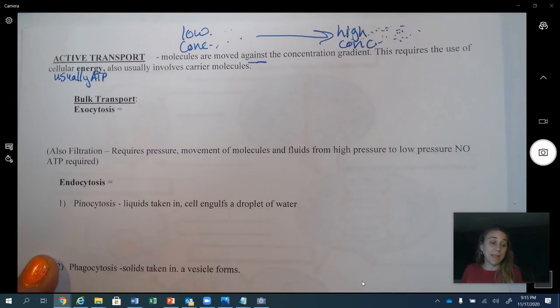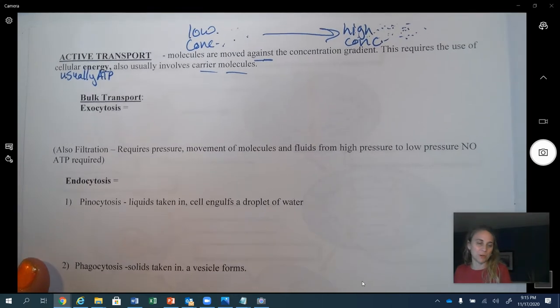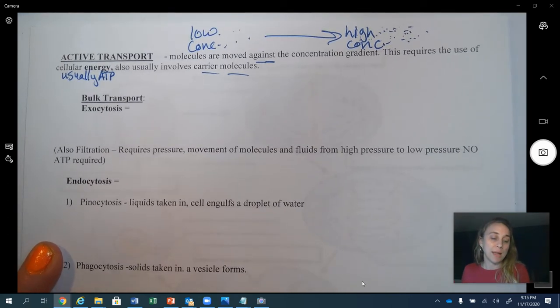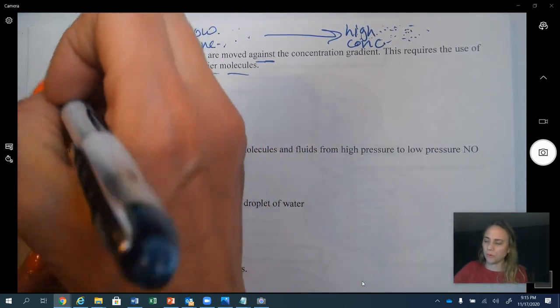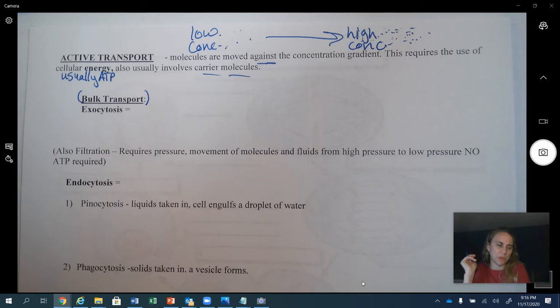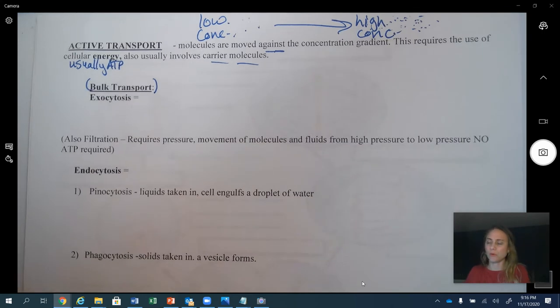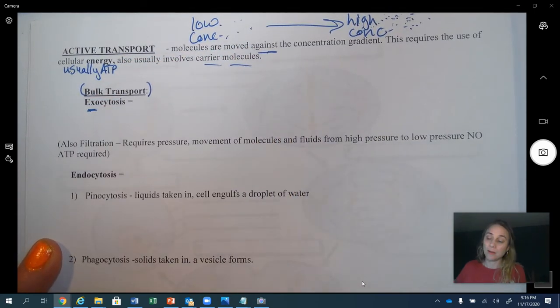And then usually we have carrier molecules involved, because we need stuff to happen. So we're going to need some proteins here. I think they used to call this bulk transport. We don't really use that term anymore. Bulk transport doesn't actually have to do with exocytosis of this type, so maybe save that for later. Exocytosis, though, means exiting the cell.